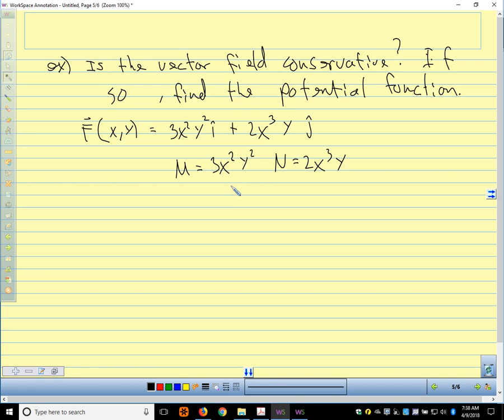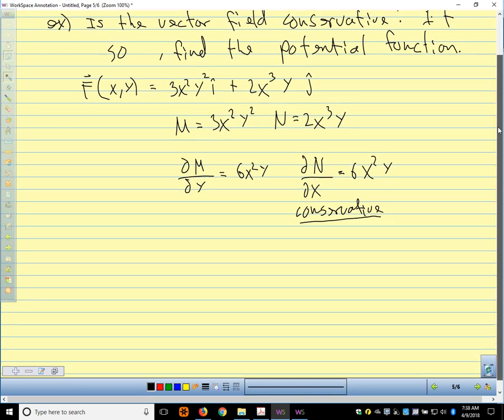Well, it could turn out that it's not conservative. And then we're going to take the partials. Partial of M with respect to y is 6x squared y. Right? Partial of N with respect to x, 6x squared y. Those are equal, so it's conservative. Now we want to find the potential function.